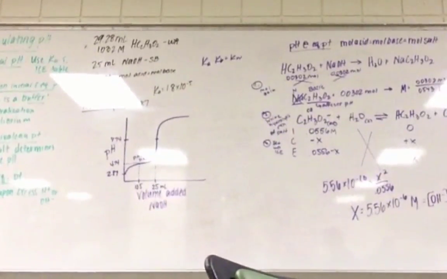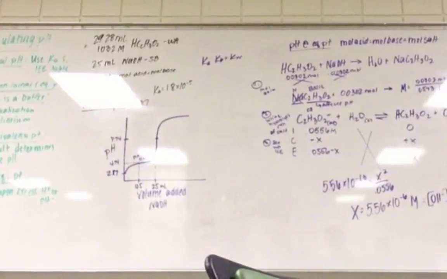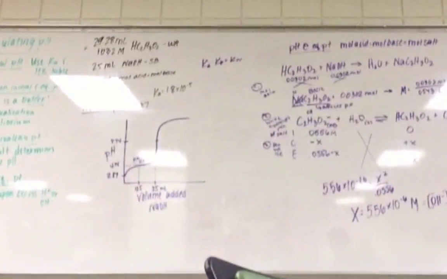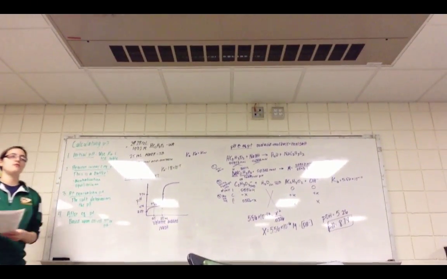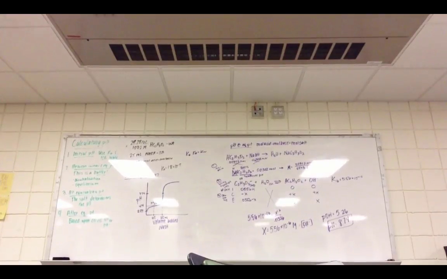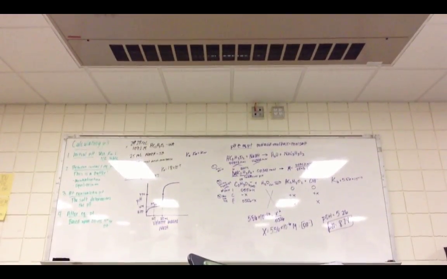Okay, now the last question says pick the best indicator. Again, we need the pH range of the indicator to make sure that it covers the pH at the equivalence point, 8.74. Again, like I said before, phenolphthalein has a range of 8 to 10. And so we will pick phenolphthalein.